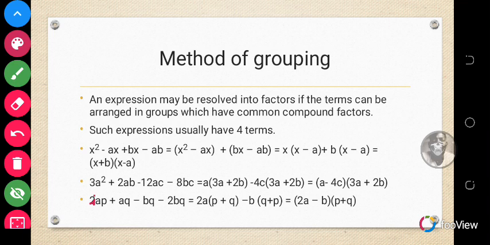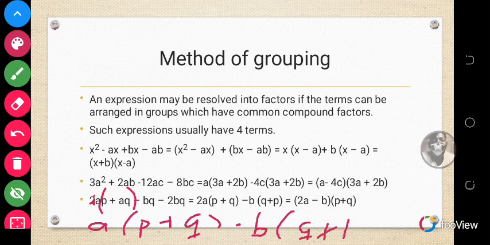Now, when you factorize, you realize that the common term is a, and then you have p plus q. And when you factorize the other one, the common term is negative b, and then you have q plus p. So we have the same thing in the bracket, and now you can bring them together.